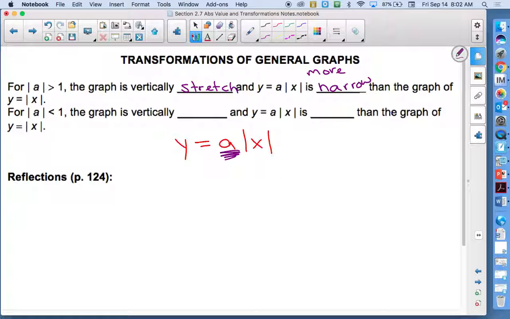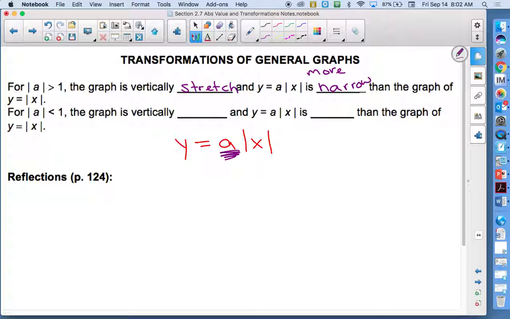So it gets narrow, it gets skinny. But we say vertically, it's being pulled, because you're going up more than you're moving to the left or to the right. So we call that a vertical stretch. So if there's a 5 in front, if there's a 7 in front, if there's a 4/3 in front, if the number's greater than 1, you're moving up more than you're moving left or right. So that's a vertical stretch.